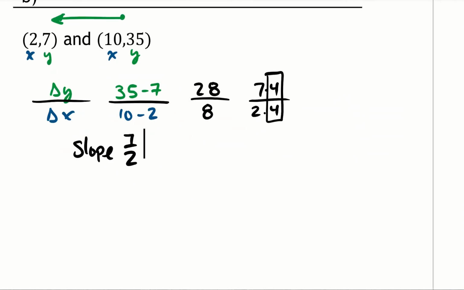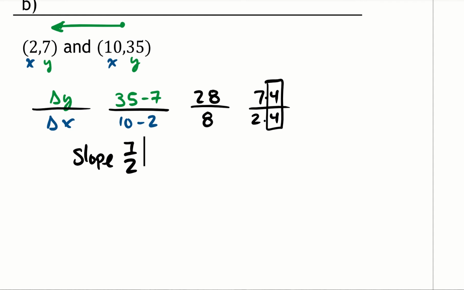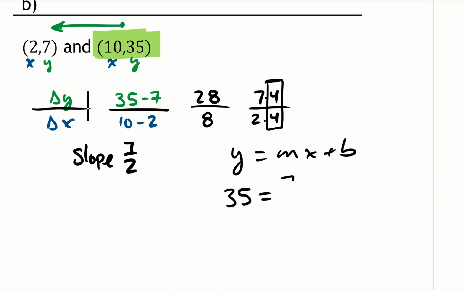Now we need to figure out what our y-intercept is. And I'm going to use the second point this time. So I'm going to plug things into this point. Again, there's a y value, x plus b. I have a y that's 35, and that equals my slope of 7/2. I have an x value that's 10, and then I'm going to add b.